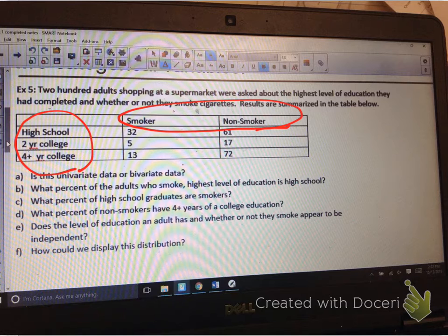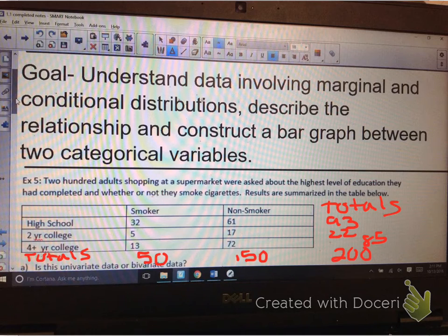The next one says, what percent of the adults who smoke, highest level of education is high school? Okay, of the smokers, so we go back to our probability here, right? Of those who smoke, the highest level of education is high school, so we just take 13 divided by our total, and I think that total was 50.